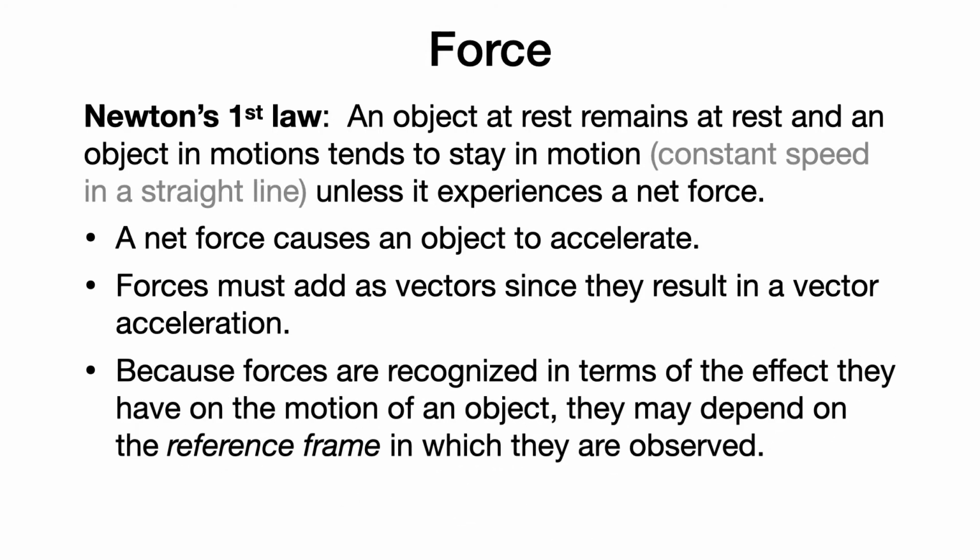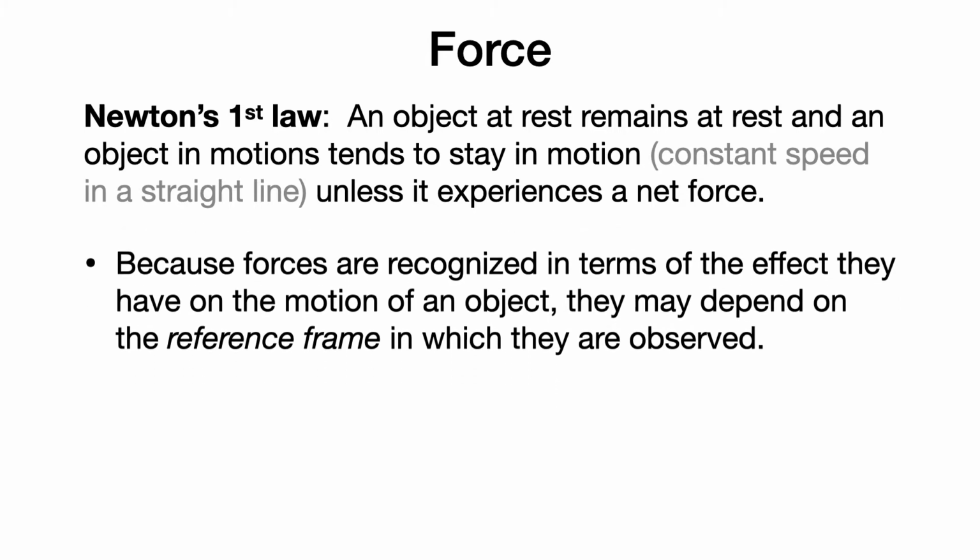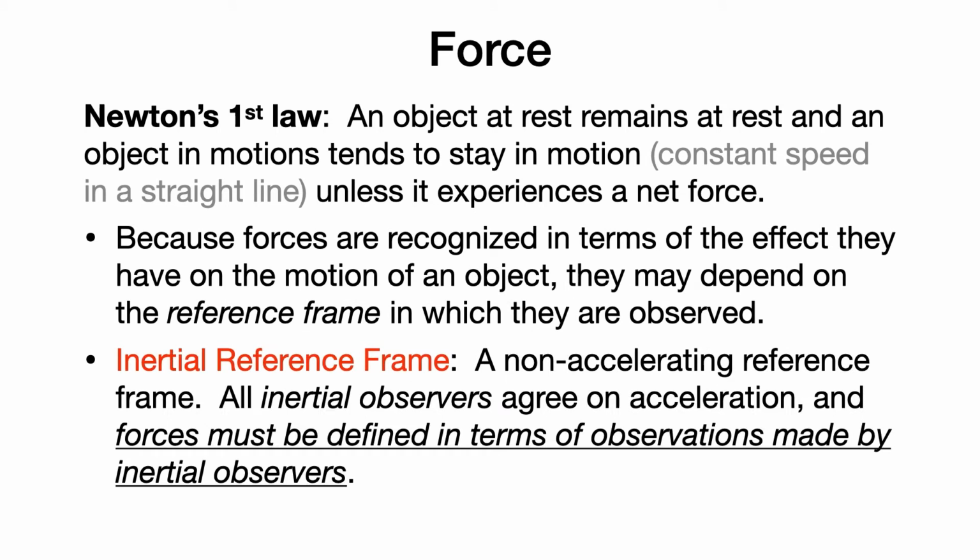And because forces are recognized in terms of the effect they have on the motion of an object, they may depend on the reference frame in which they are observed. This brings up a very important point. We must consider the frame in which forces are observed. An important frame is something called an inertial reference frame. This is a non-accelerating reference frame. All inertial observers agree on acceleration, and forces must be defined in terms of observations made by inertial observers.